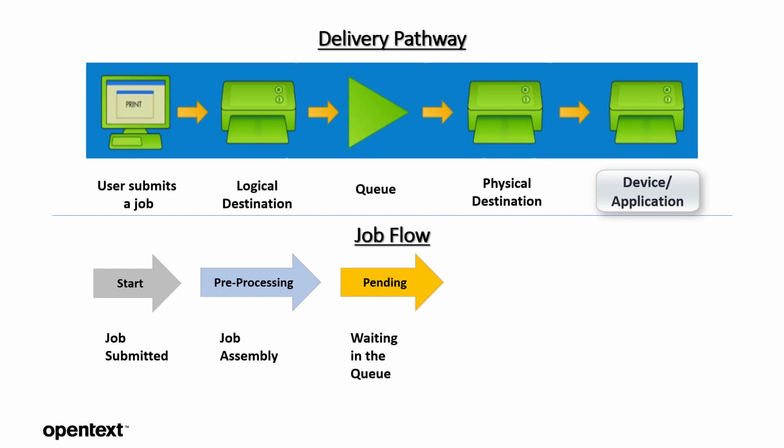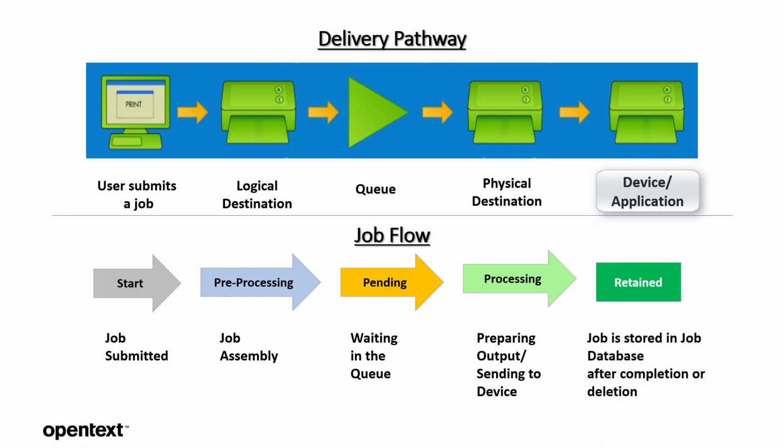The job is picked from the queue and moved to the physical destination where it is considered processing. Even as the job is being delivered, it is still considered processing until it's complete. Once completed, job is stored in the job database and now the job is in retained state.